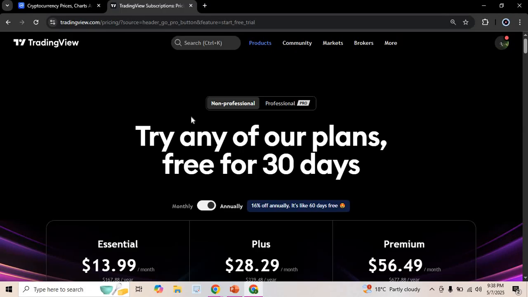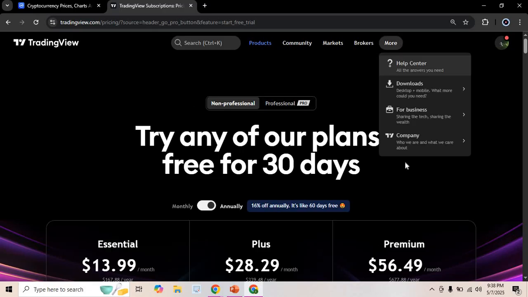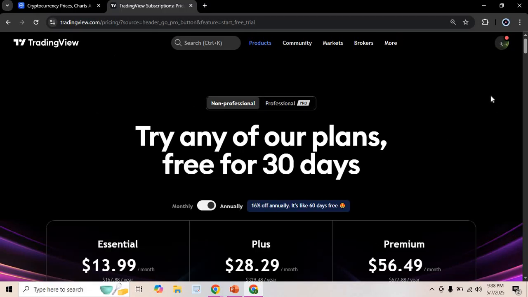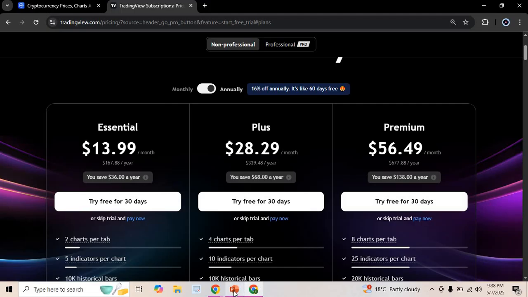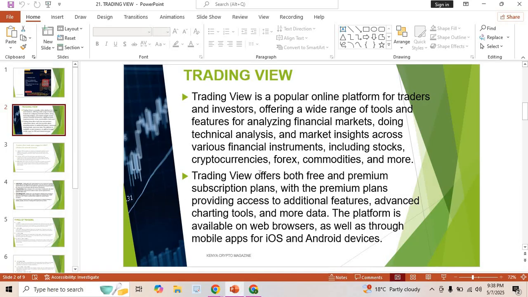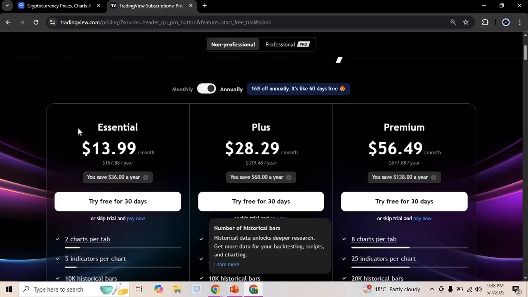So once you sign up, or rather you click a link to TradingView, this is the first thing that will greet you. This is actually what you'll see. And as said from this statement, TradingView offers both free and premium subscription plans, with the premium plans providing access to additional features, advanced charting tools, and more data. And that is proven at this point right here.